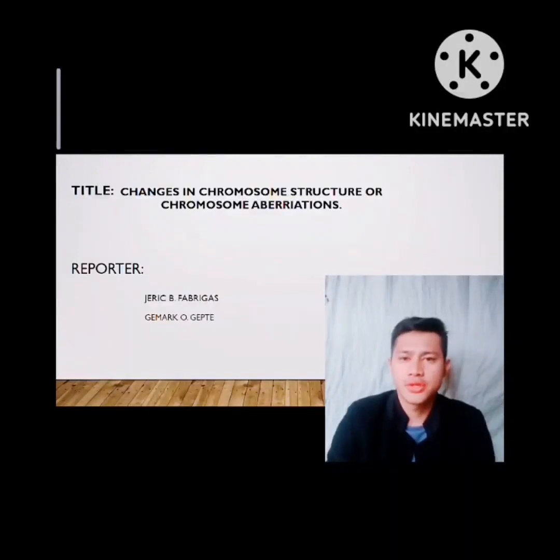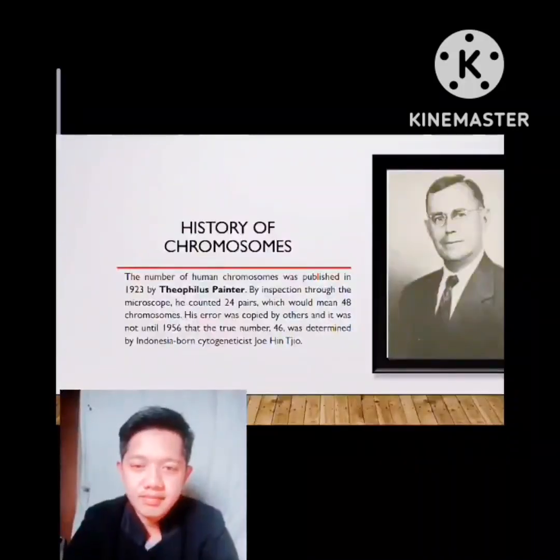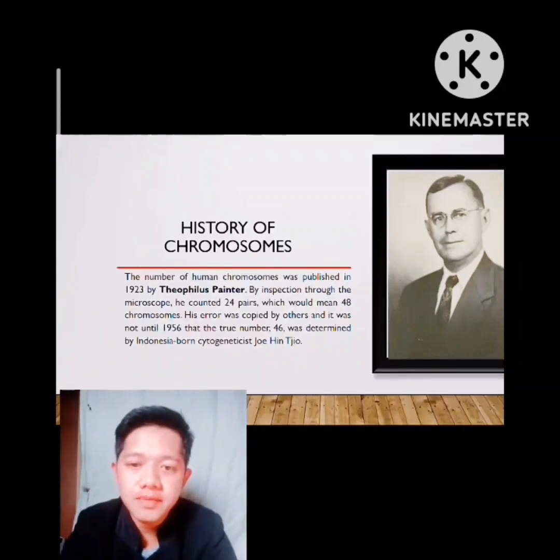And for today's report, we're going to tackle the changes in chromosome structure, or chromosome aberrations. History of chromosomes. The number of human chromosomes was published in 1923 by Theophilus Painter. By inspection through the microscope, he counted 24 pairs, which would mean 48 chromosomes.